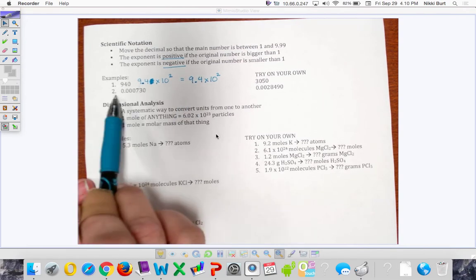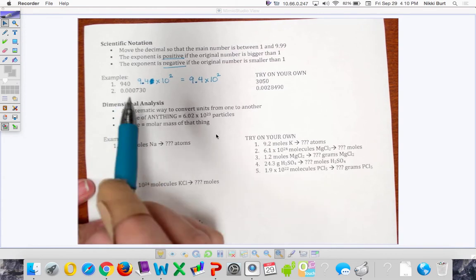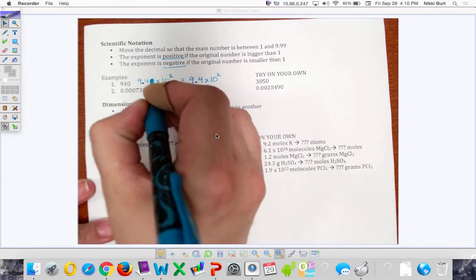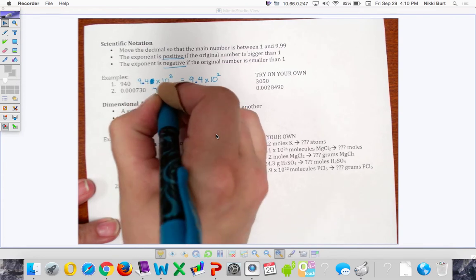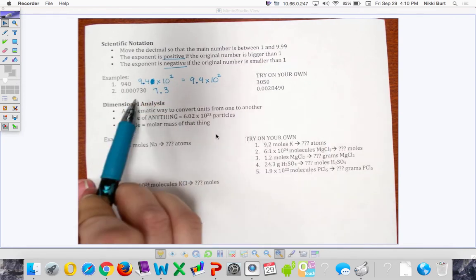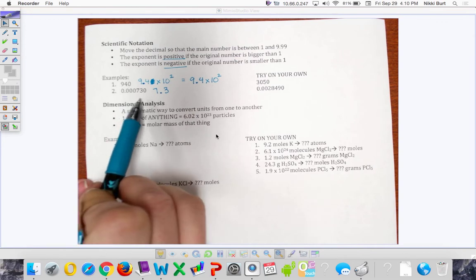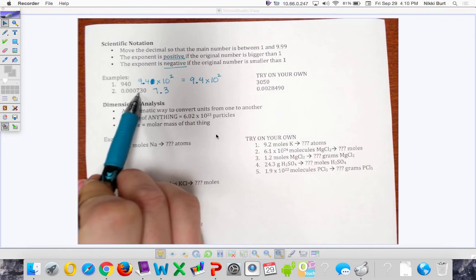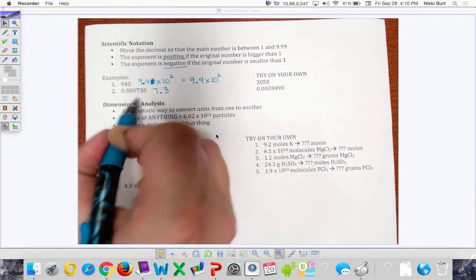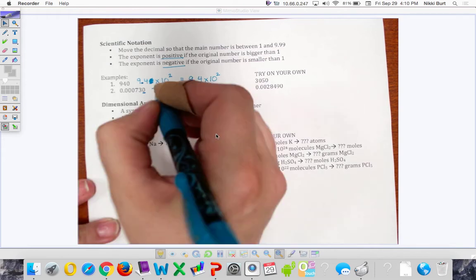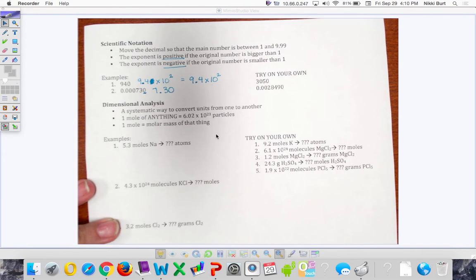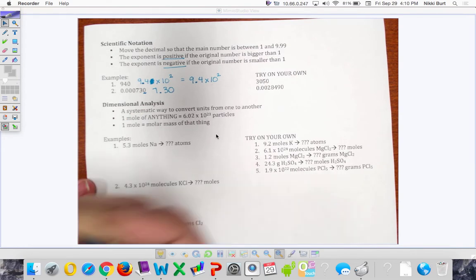What about this one? This number is much smaller than 1, but I'm still going to move my decimal and stick it in a place to make the main number something between 1 and 9.999. So I put my decimal between that 7 and 3, but the 0 at the end is a significant 0. If it wasn't a significant digit, they wouldn't have put it there. So we have to include it in our scientific notation.